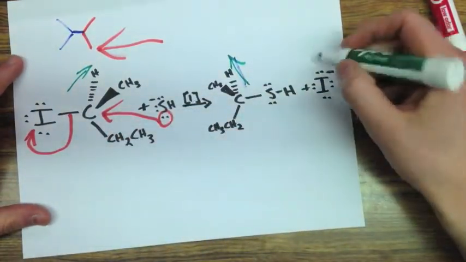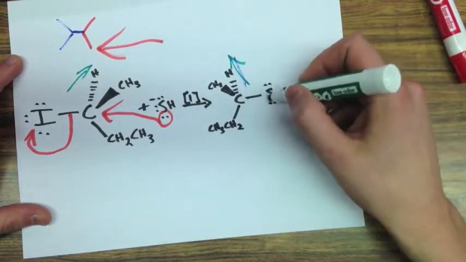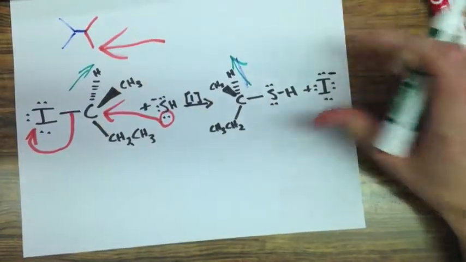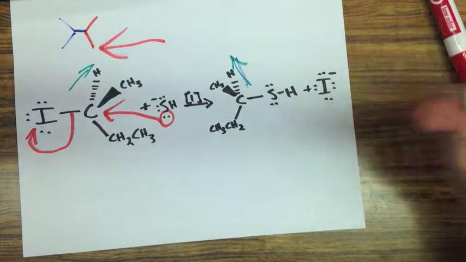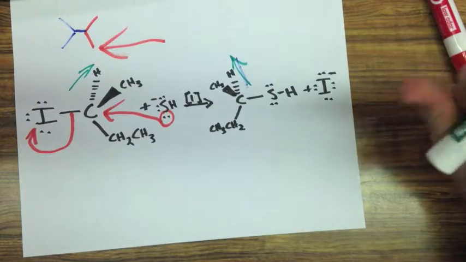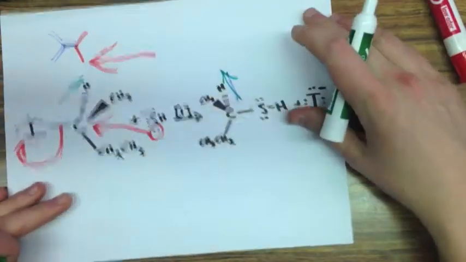So that cancels that. The iodide comes off, and it forms a thiol. It forms 2S-butane-2-thiol. And that is SN2 and SN1.